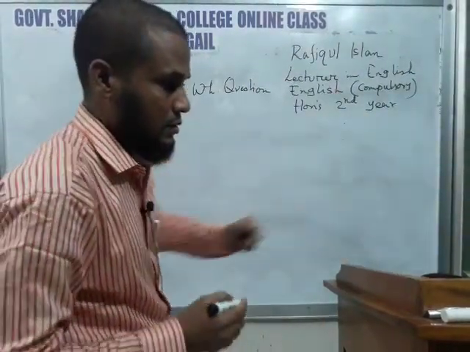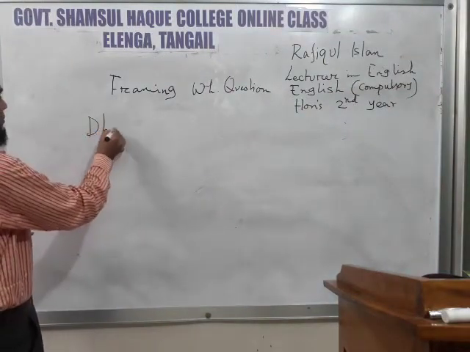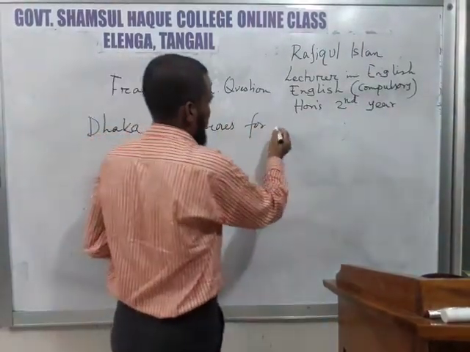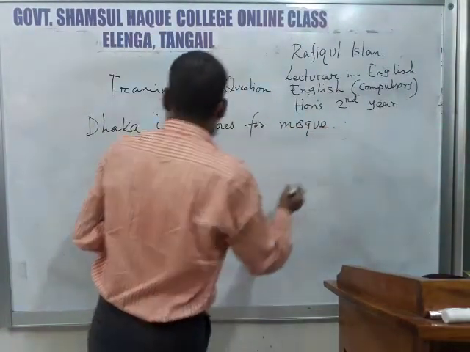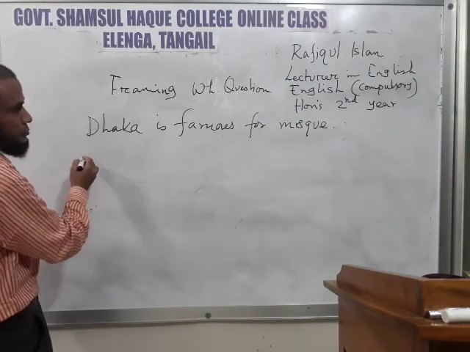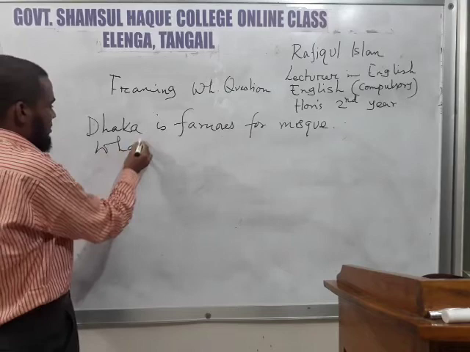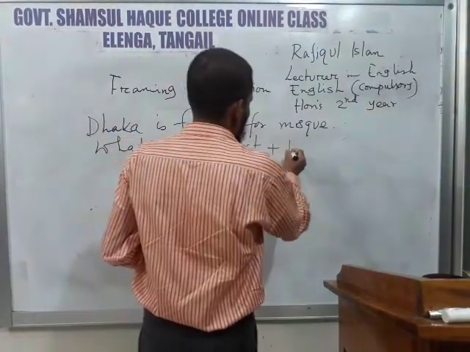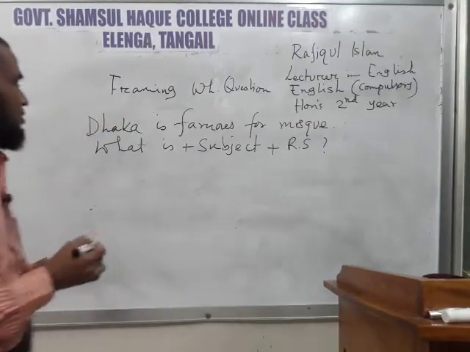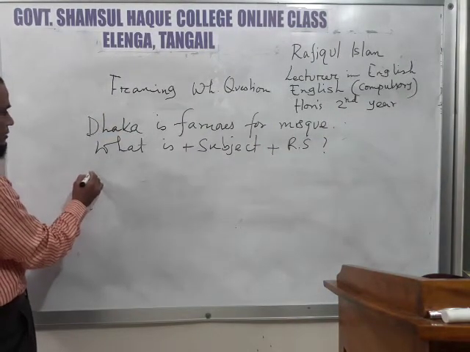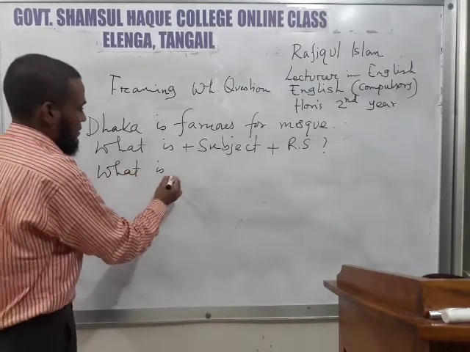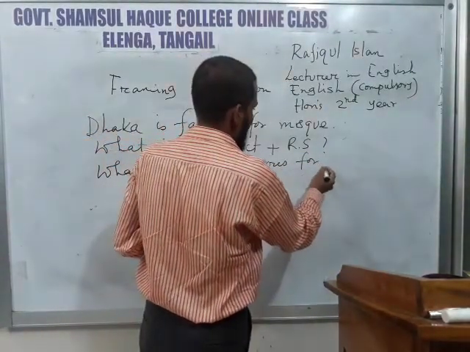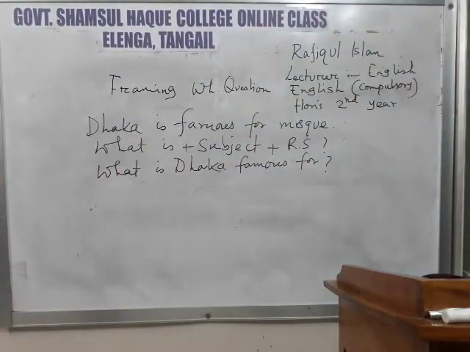Dhaka is famous for mosque. We can use here the structure: what is plus subject plus rest of the sentence. What is plus subject plus rest of the sentence? The question will certainly stand, what is Dhaka famous for? What is Dhaka famous for?